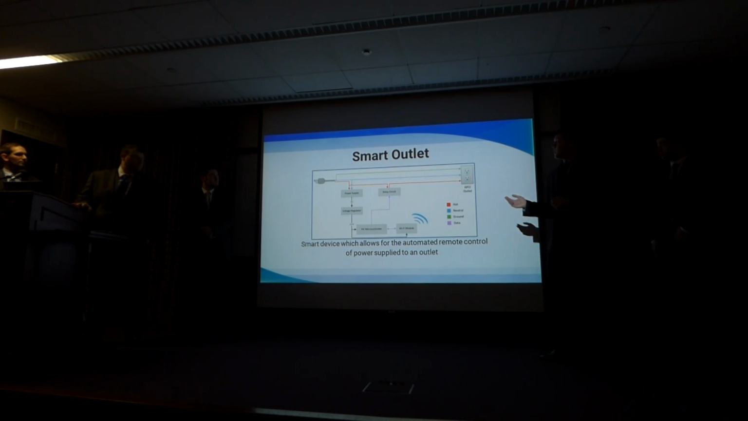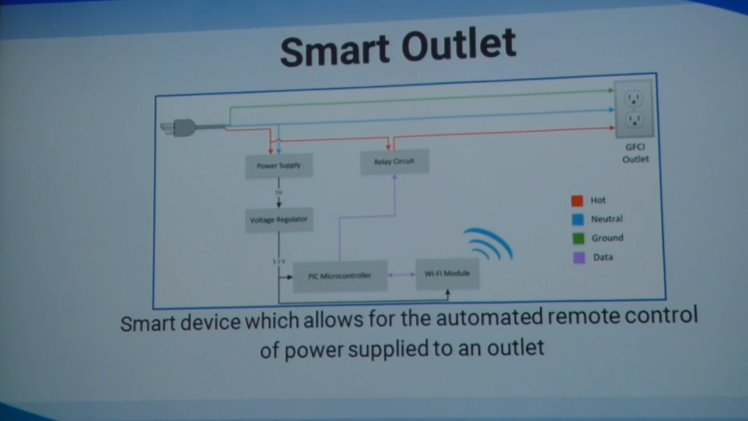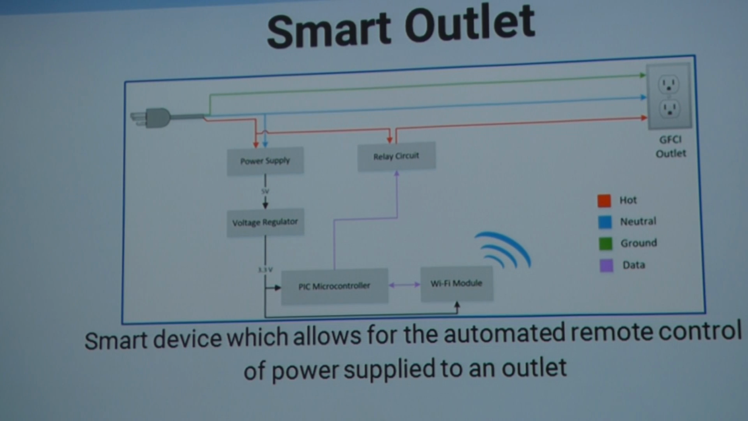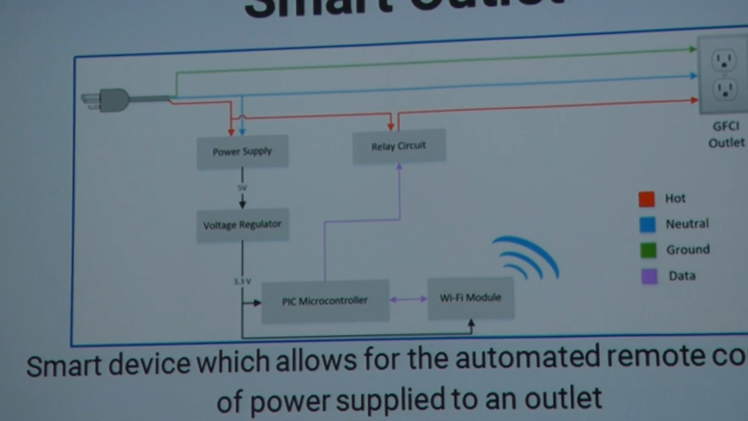Here is our current design for the smart outlet that we worked on this semester. We have AC power going to the power supply, outputting 5 volts. In order to power our microcontroller and Wi-Fi module, we require 3.3 volts, so we included a voltage regulator. Attached to the microcontroller is our relay circuit, so we'll be receiving controls from our back-end application to turn devices on or off, which are connected to our outlet.